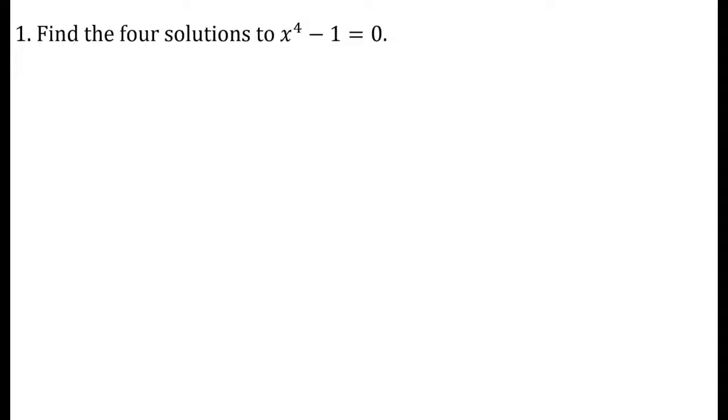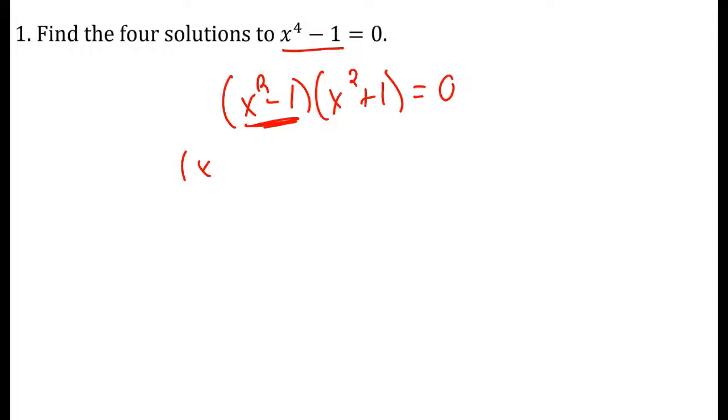Number 1, find the 4 solutions to x to the 4th minus 1 equals 0. So when we solve polynomial equations, we factor. So x to the 4th minus 1, well, that's the difference of perfect squares. That's x squared minus 1 times x squared plus 1 equals 0. X squared minus 1 is the difference of perfect squares again, so that's x minus 1, x plus 1. Then x squared plus 1.